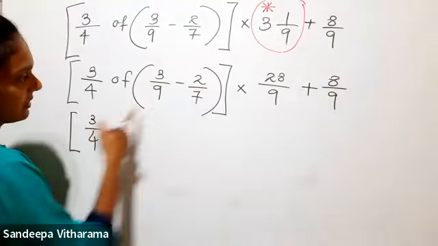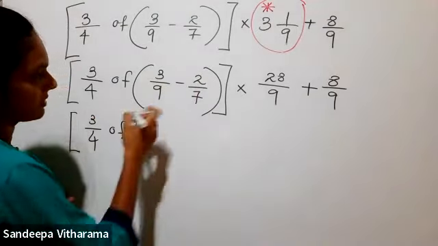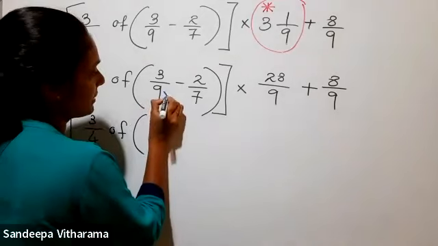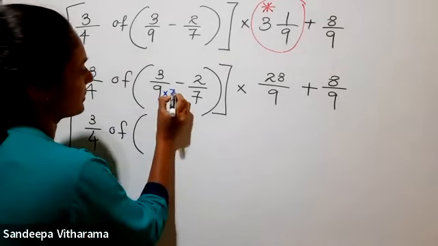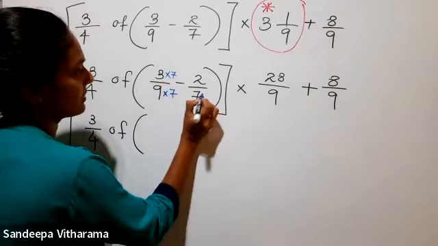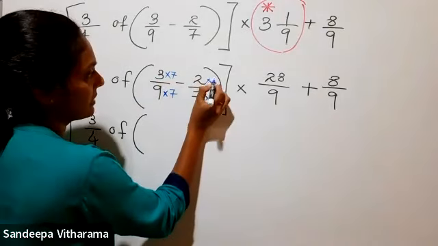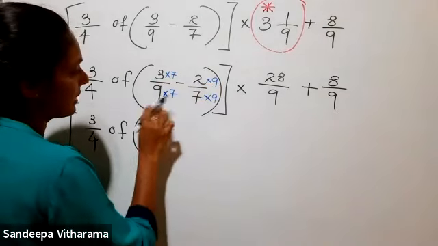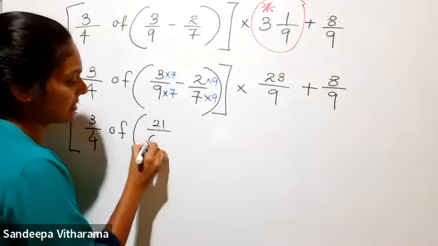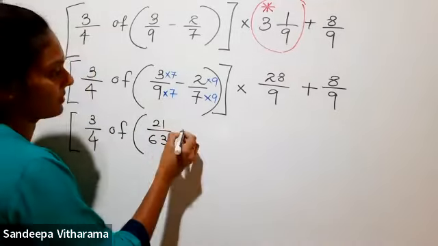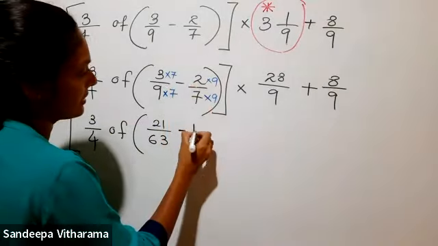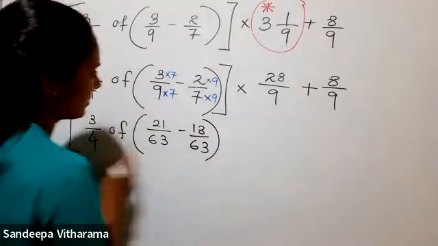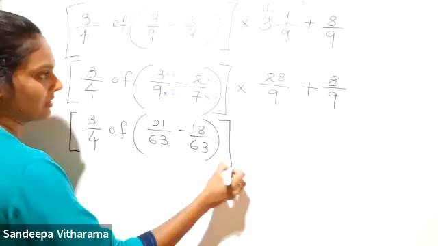Okay. Then here how we convert into one denominator, 9 multiplied by 7. This multiplied by 7. Here also multiplied by 9. Then 3 into 7, it is 21. 9 into 7, it is 63. Subtract 2 into 9, 18. 7 into 9, it is 63. Okay.